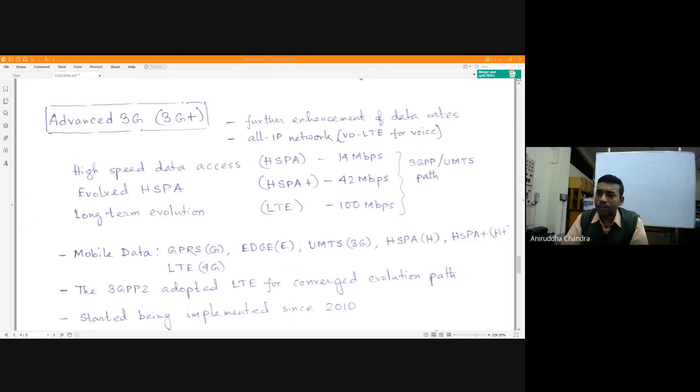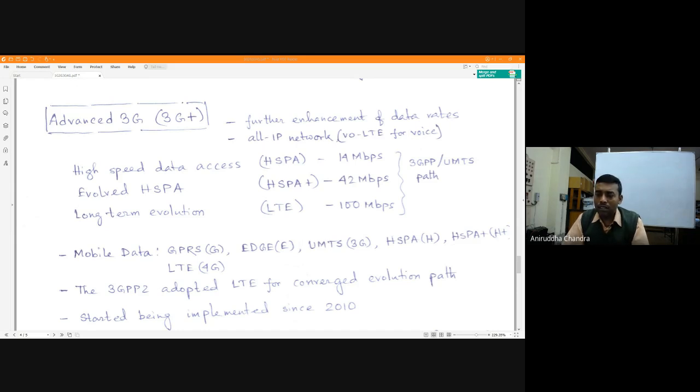You can see from the data rates how it increased. The basic 3G was 2 Mbps, then we got 14 Mbps, then 42 Mbps, and finally a great speed of 100 Mbps. 100 Mbps is quite a large data rate, which you can realize with a mobile phone, anywhere. That's a pretty good speed.